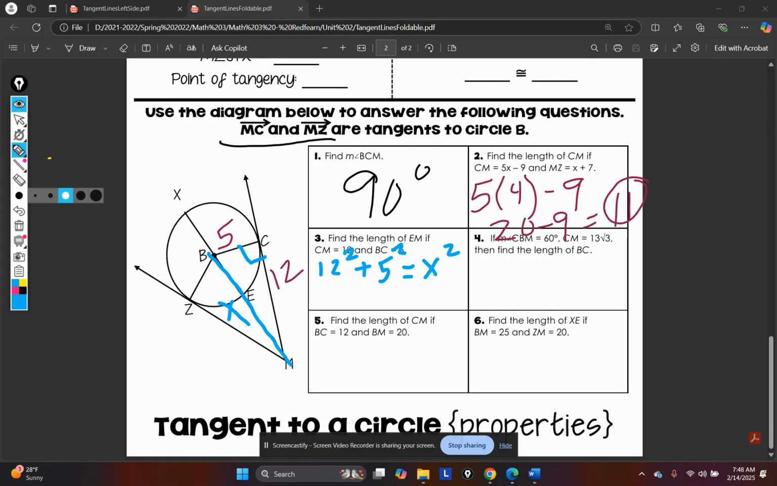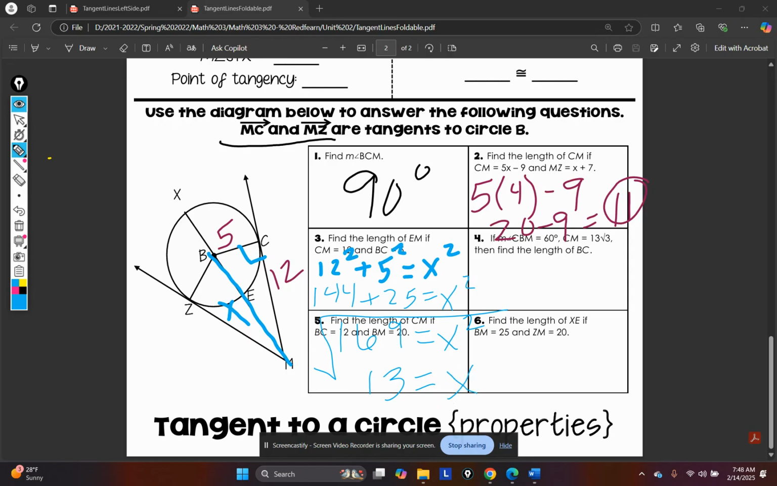Now, 12 squared is equal to 144. 5 squared is 25. And that equals x squared. 144 plus 25 is 169. So 169 equals x squared. We want to find x, so we take the square root of both sides. By taking the square root of both sides, we get 13 equals x.